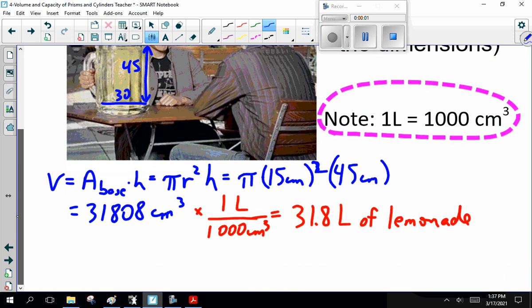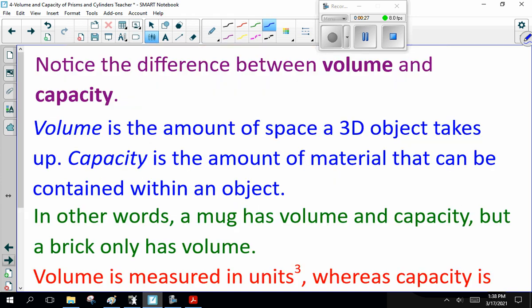Okay, ladies and gentlemen, welcome back to Math 20-3, Chapter 3, Section 4, Volume and Capacity of Prisms and Cylinders, Part 2. Now, we just talked about calculating volume, area base times height, and I just threw in a nice example of converting from one unit to another, in this instance cubic centimeters to liters, because quite often we measure volume in liters. Not always, but we do.